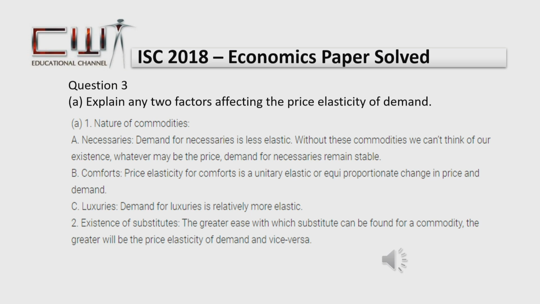In case of comforts, price elasticity is unitary elastic or equiproportionate change in price and demand. In case of luxuries, the demand for luxuries is relatively more elastic. In case of existence of substitutes, the greater ease with which substitute can be found for a commodity, the greater will be the price elasticity of demand and vice versa.